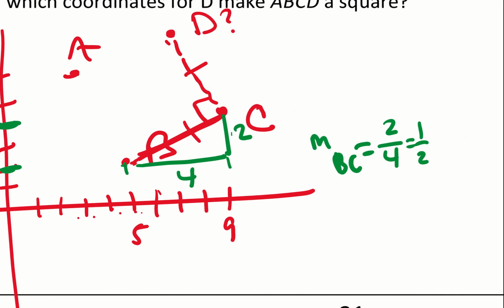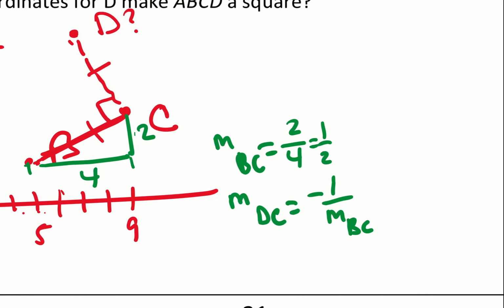Remember that to find the perpendicular slope, I need to flip the fraction and then change the sign. I need to do the negative reciprocal of BC, and that's how I get the perpendicular slope. So I flip that, it becomes 2 over 1, and then change the sign to the opposite, so negative. So the slope is negative 2 over 1. That means I'm going to go down 2 for every 1 space to the right, or I go 2 up, 1 left.